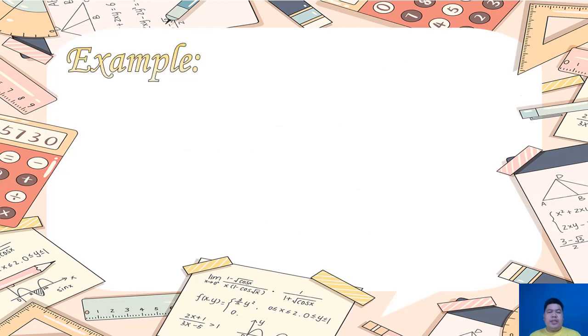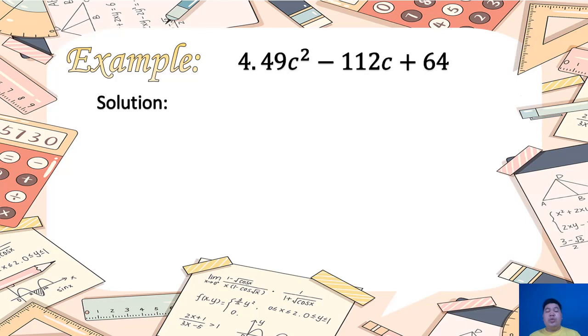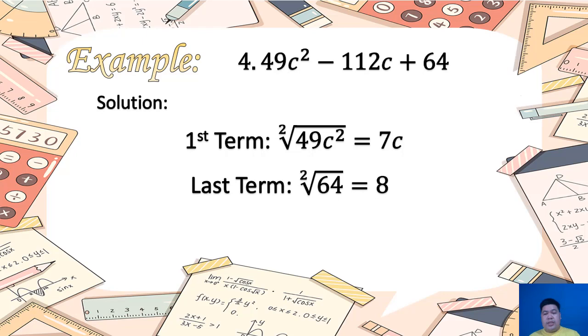Then we have the next example, 49c squared minus 112c plus 64. So our solution here is to square root the first term. The square root of the first term, 49c squared, is 7c. Then the square root of the last term is 8, since the square root of 64 is 8. Now we get the extracted roots. Now you will see a negative sign, so we will use the subtraction sign. Now our final answer here is (7c - 8) squared.